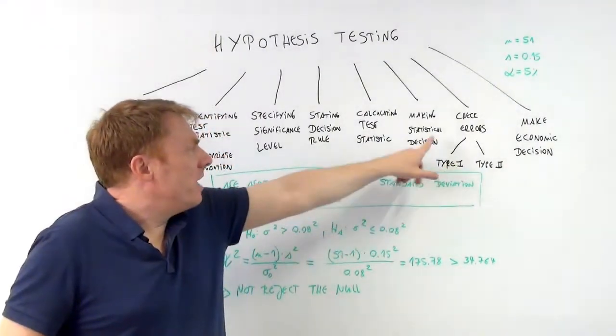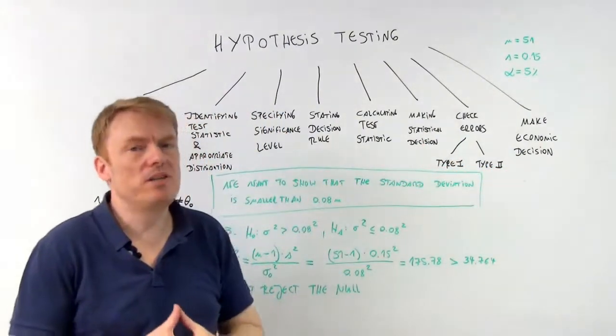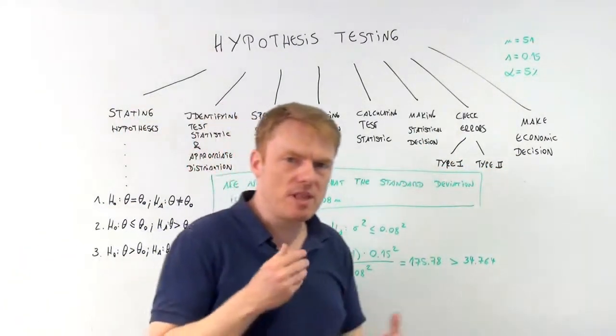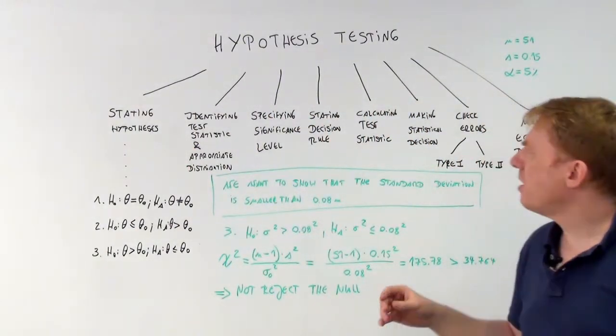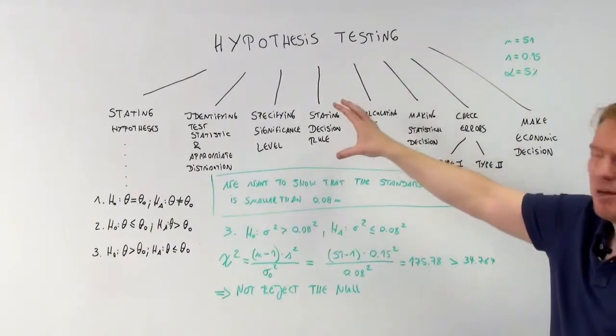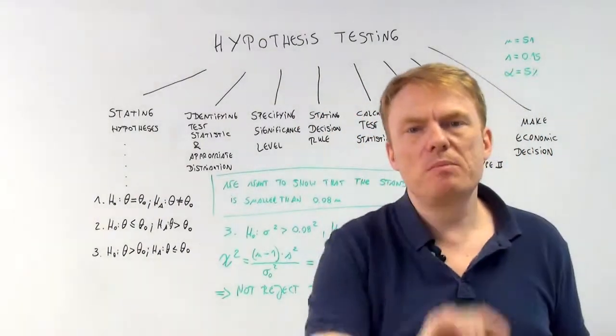Keeping this in mind, having made the statistical decision, we now need to make the economic decision that is at the end of this process here. So that was a large example of a hypothesis test concerning one variance in one population.